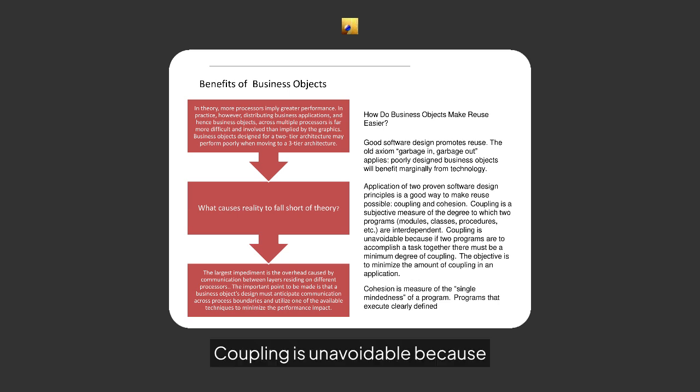Coupling is unavoidable because if two programs are to accomplish a task together, there must be a minimum degree of coupling. The objective is to minimize the amount of coupling in an application. Cohesion is a measure of the single-mindedness of a program. We want to maximize the degree of cohesion.